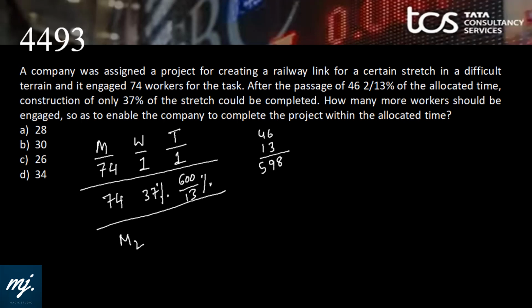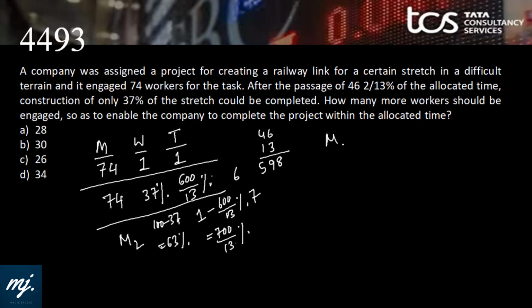Now how much is the work left? 100 minus 37, that is 63% of the work left. How much is the time left? 1 minus 600 by 13%, that would be 1300 minus 600, that equals 700 by 13%. That means time T1 and T2 is used in the ratio 6:7, and work is 37:63. Fair enough, we'll use 6:7 for time.